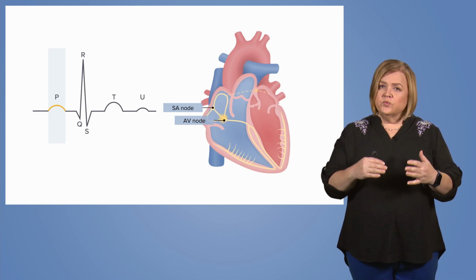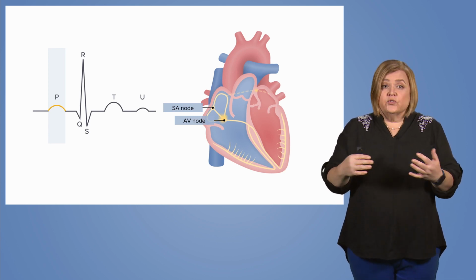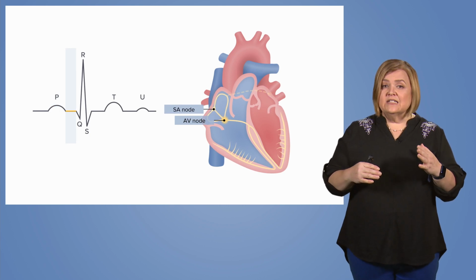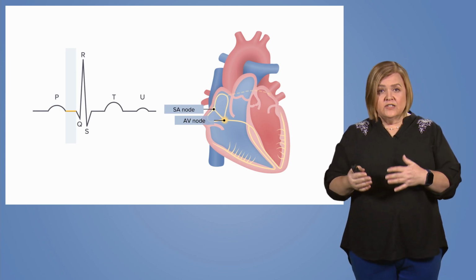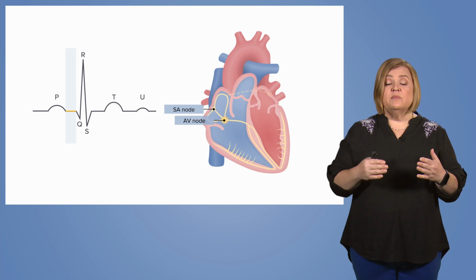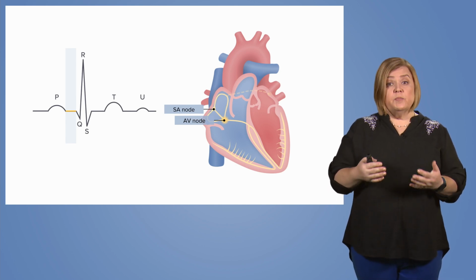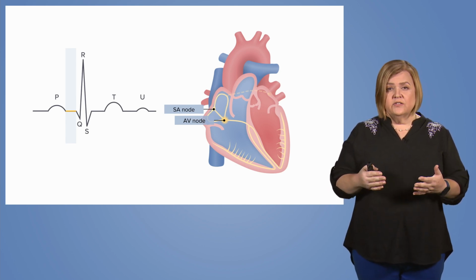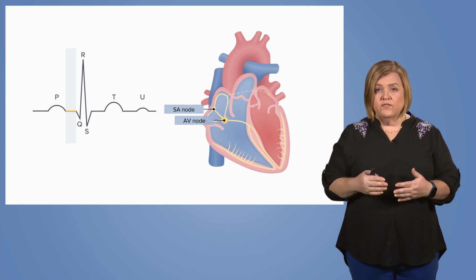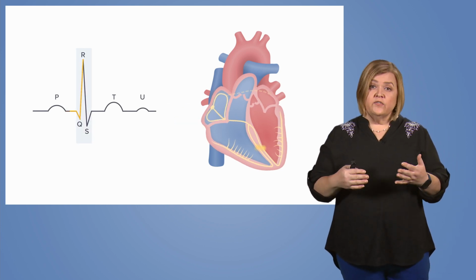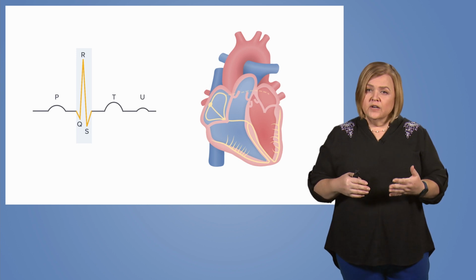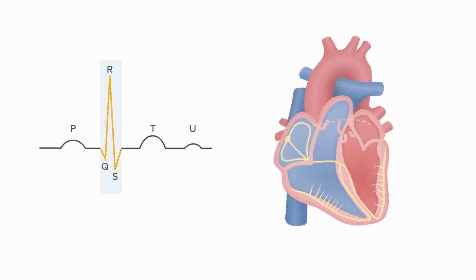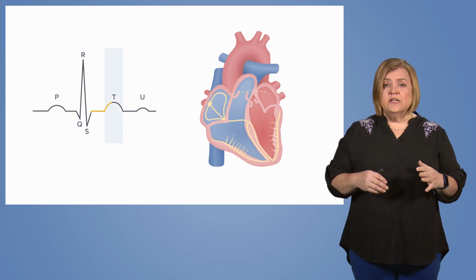Now, when the impulse reaches the AV node, it doesn't just pass through it. Remember, it gets delayed. This delay is documented in the ECG strip as the PR segment. So the PR segment corresponds to the passage of the impulse through the AV node. Next, we have a QRS complex. The QRS complex represents ventricular contraction, which is caused by the migration of the impulse from the AV node to the Purkinje fibers. Moving on, we can see the T wave.